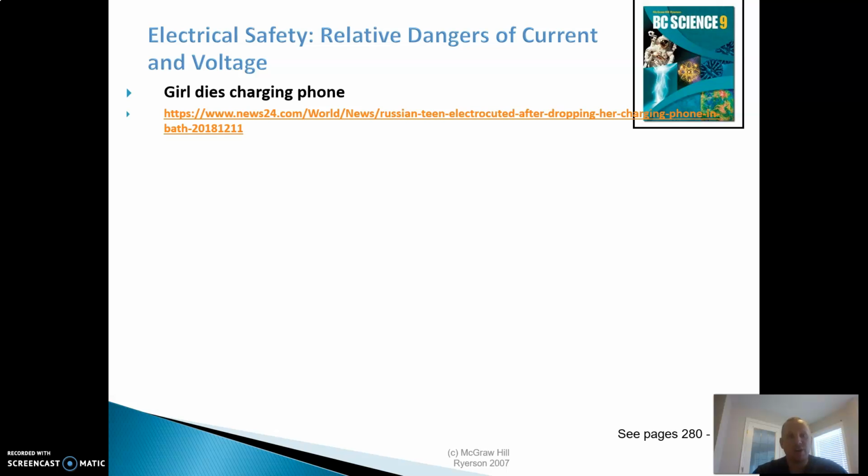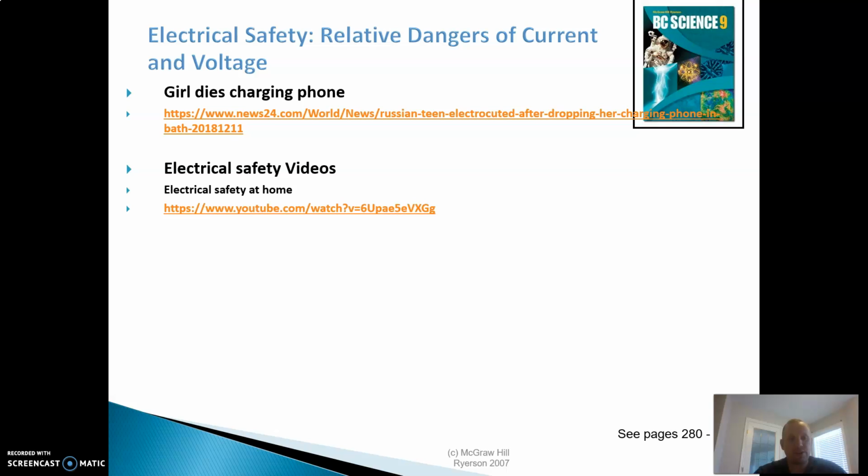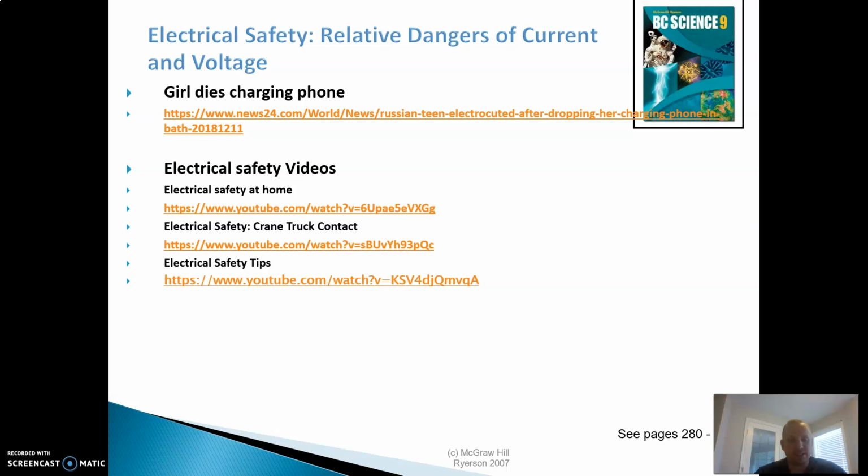So here's the article I was talking about. It's a sad article. A 15-year-old girl in Russia died charging her phone. She just had it beside the bathtub. I don't know if she was playing music on it or what, but it fell into the bathtub and electrocuted her. So I'd like you to take a look at this article. And there are 4 safety videos I want you to watch, these 4 links. These come into play when you're doing the assignments.